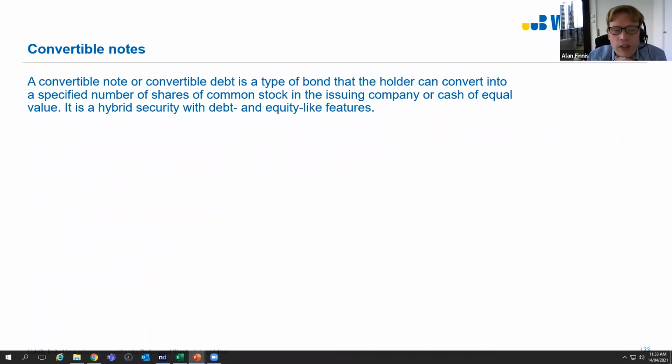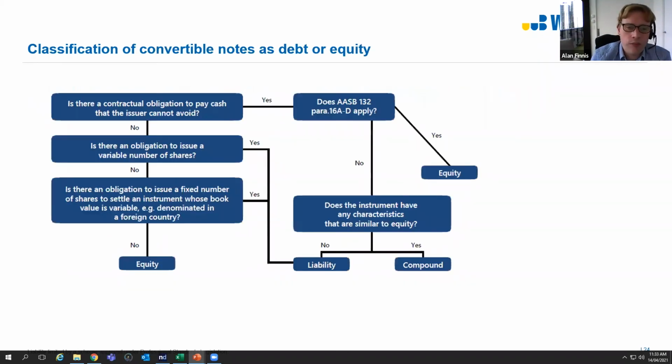So there's just a definition here of a convertible note. It's a type of bond that the holder can convert into a specified number of shares of common stock in the issuing company or cash of equal value. It is a hybrid security with debt and equity-like features. So one of the things you need to bear in mind here is: do we have a financial liability? Do we have equity? And do we have a hybrid? And then the final point to consider is, do we have a derivative on the conversion option that the note holder may have?